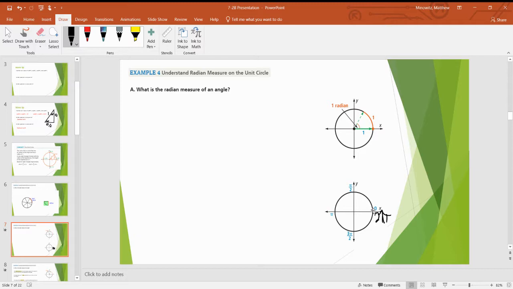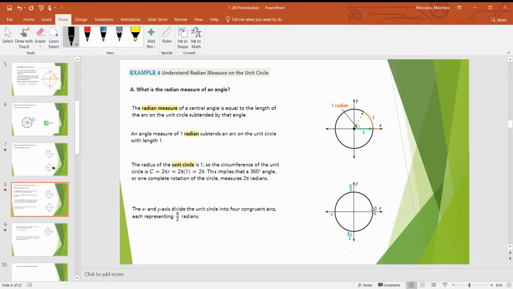Maybe you thought about it. The definition is that the radian measure of the central angle is equal to the length of the arc subtended by that angle. We use a radius to measure that. So that is 1 radian.